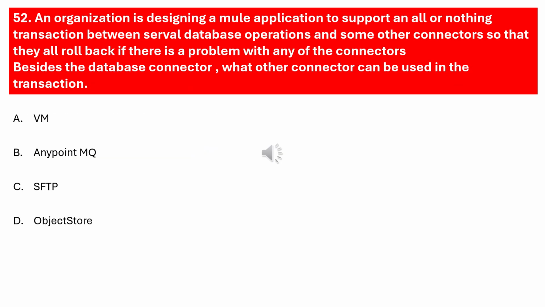Q52. An organization is designing a Mule application to support an all-or-nothing transaction between several database operations and some other connectors, so that they all roll back if there is a problem with any of the connectors. Besides a database connector, what other connector can be used in the transaction? A. VM. B. Anypoint MQ. C. SFTP. D. Object Store.